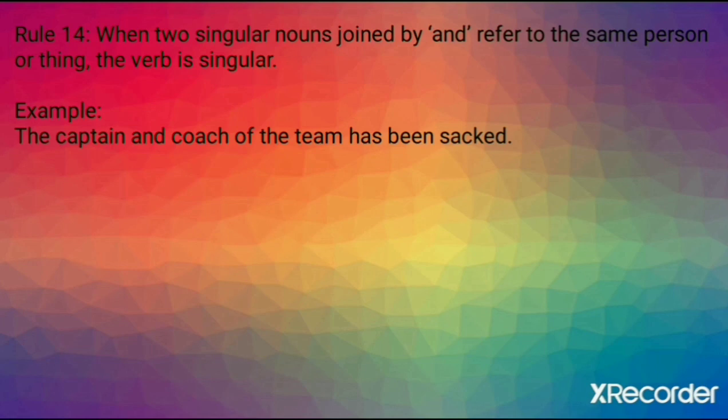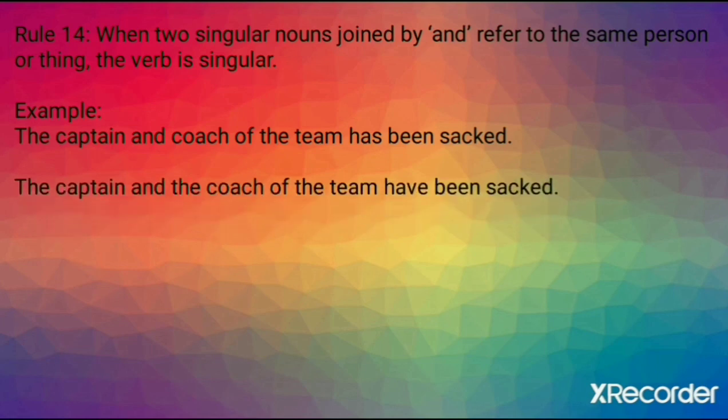Look into the next example. The captain and the coach of the team have been sacked. Here, two articles are used in front of two different subjects, that is, the captain and the coach. So, it is two different people. The captain and the coach are two different people. So that here, plural verb have is used in this sentence. So, here we have wound up subject-verb agreement.